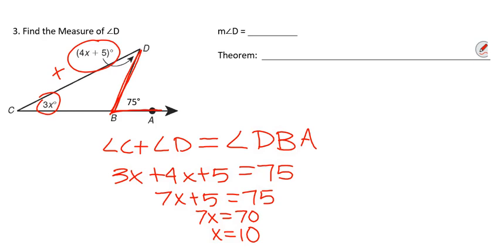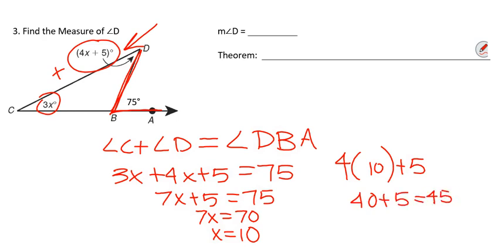So that means I got to plug it back in here, this one right here. So I'm going to do 4 times 10 plus 5, so that's 40 plus 5, and that's equal to 45. So this was 45 degrees. And the theorem that we used here was the exterior angles theorem. That's the theorem.